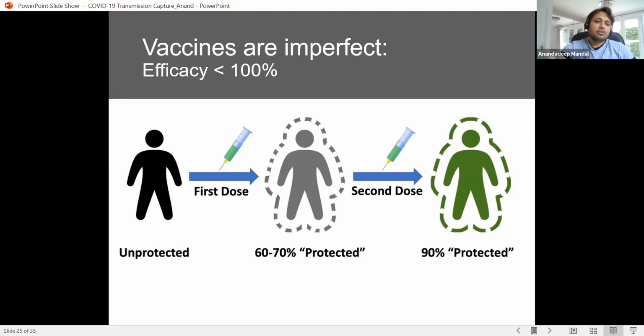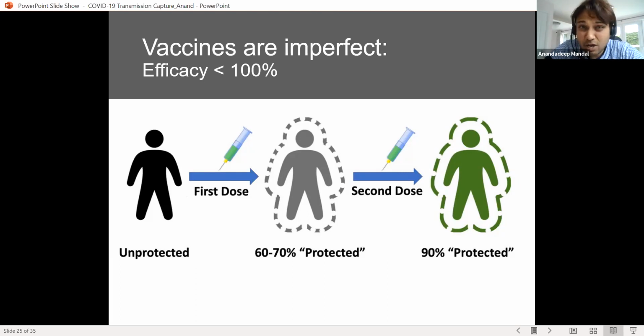Vaccines are imperfect. The group we were working with got expanded in the month of July, when we were tagged with the Oxford group. Why were we tagged with the Oxford group? Because of AstraZeneca, of course. So vaccines are imperfect, not fully protective. You get the first dose, you get 60 to 70% protected. You get the second dose, you get 90% protected. So just go and get the vaccine unless the GP, your local doctor, says no. The efficacy rate is less than 100%.